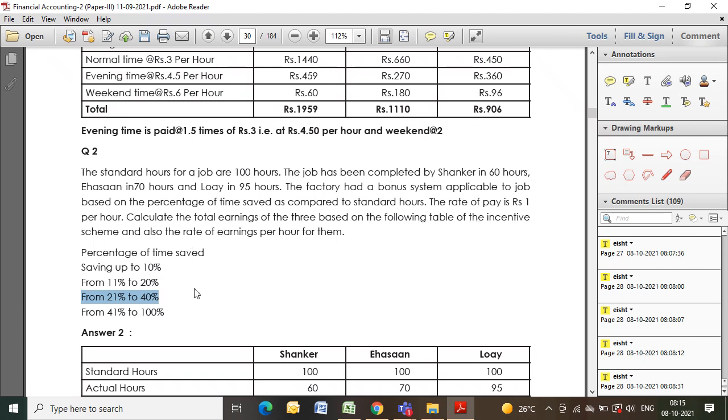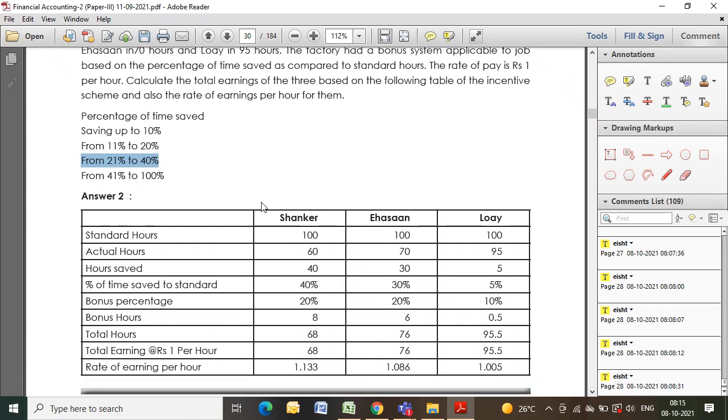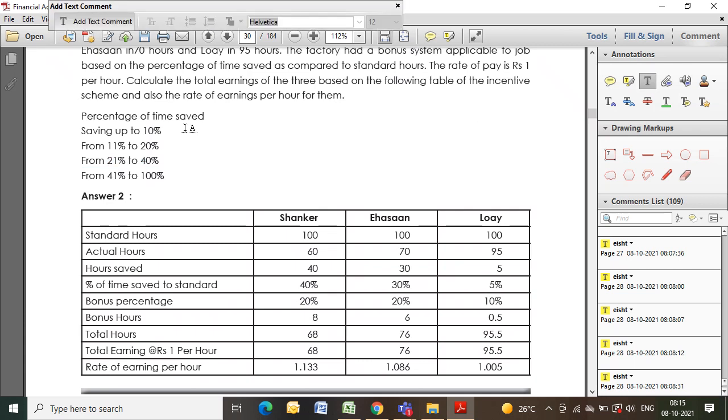This table is only half given, so there is a mistake in the question. Okay, so the question is actually like this. Up to 10%, the bonus percentage is 10%. So let me just complete the question. It should be 10% bonus. I'm just completing the question because the book has a slight mistake. Here it is 20%. No, this is 15%.